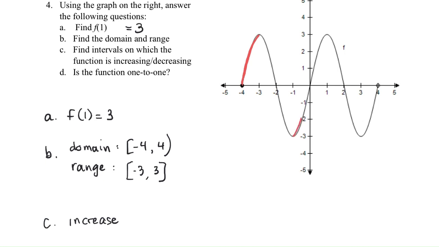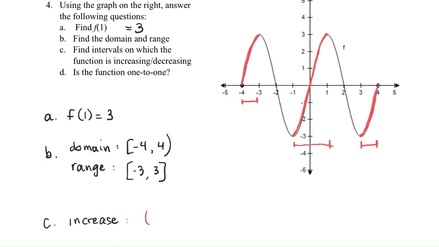Starting from here up to here, it's increasing, and from here to here. So all of these values that I've highlighted in red, those are increasing parts of the graph. So what we need to figure out are what are the x values on which that's occurring. So between -4 and -3, we're increasing. Between -1 and +1, we're increasing. And between 3 and 4 on the x-axis, we're increasing.